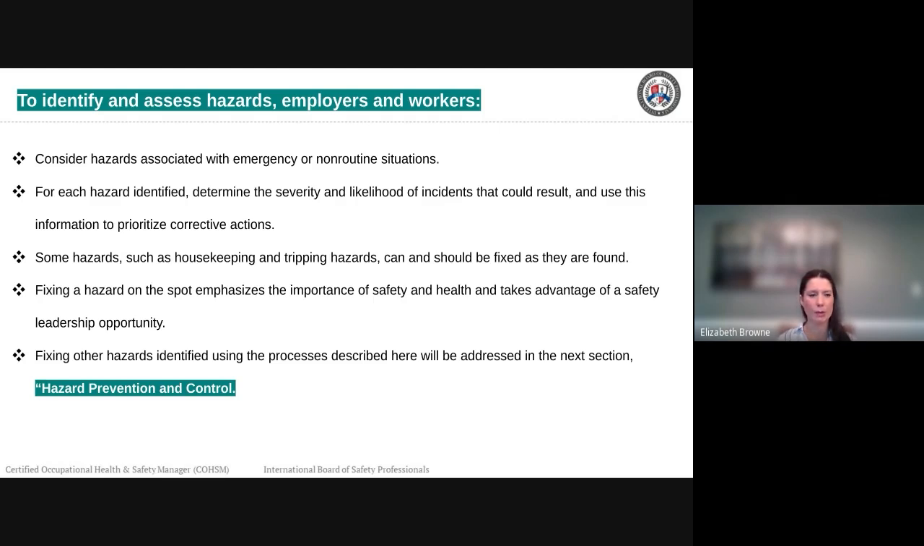It goes back to that behavior-based safety approach, where we give workers positive reinforcement and encouragement to do these things, and to take personal responsibility over their own safety, but also the safety of their fellow coworkers. And we will talk about fixing other hazards identified using these processes in the next section.